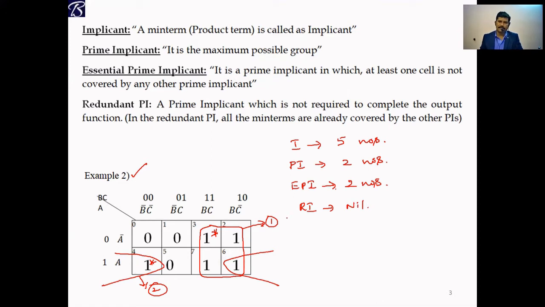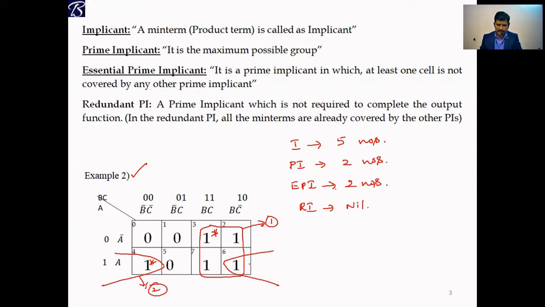To clearly understand what is an essential prime implicant, now the conclusion is: implicants are all the minterms, prime implicants are all maximum possible groups, and an essential prime implicant is nothing but a group where only one possibility is there. Or in other words, at least one cell is not covered by any other prime implicant.